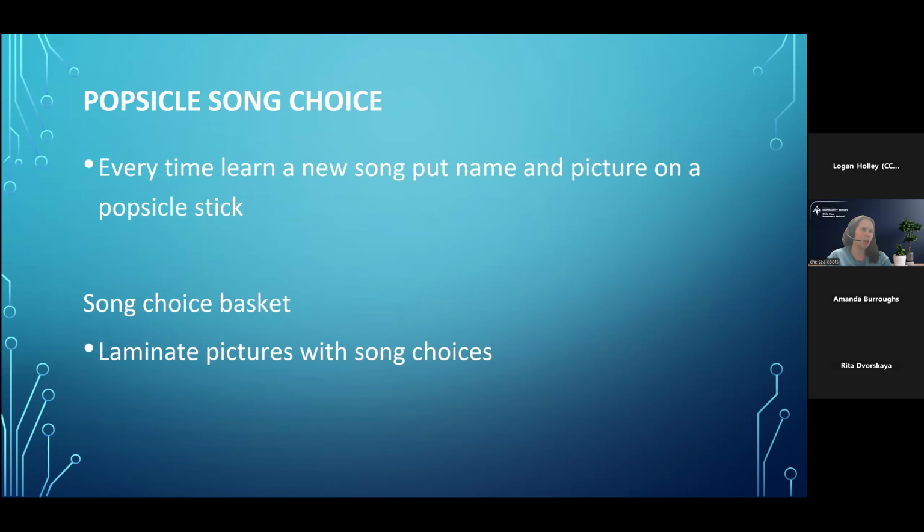So, popsicle song choice. I don't know if any of you have heard of it, but every time I learn a new song, you can put the name and picture on the popsicle stick. And then you'll put the song choice in the basket. You can laminate the pictures with the song choices, whatever the case may be. And if you don't have this implemented into your classroom, highly recommend.